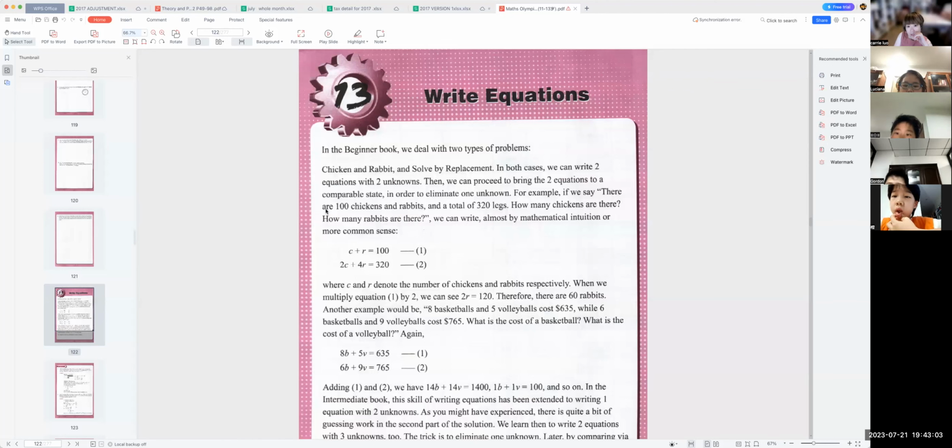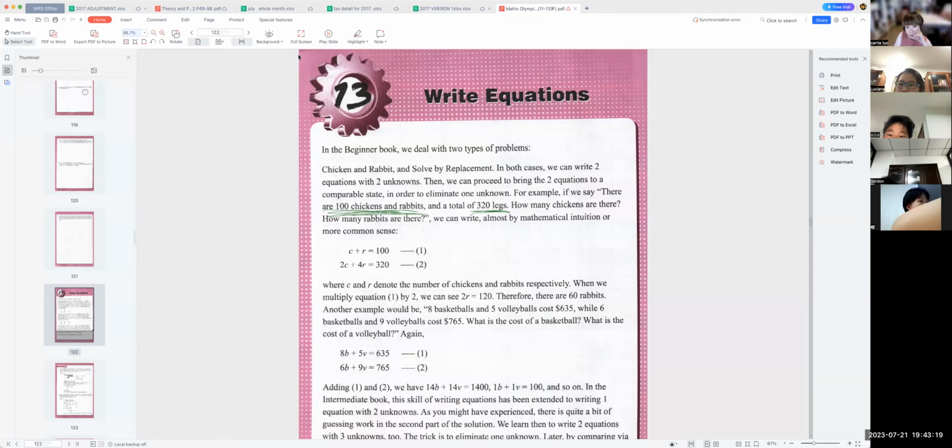So there are 100 chickens and rabbits in the farm. In total, there are 320 legs. Okay. So boys and girls, can you tell me how many chickens are there and how many rabbits are there?